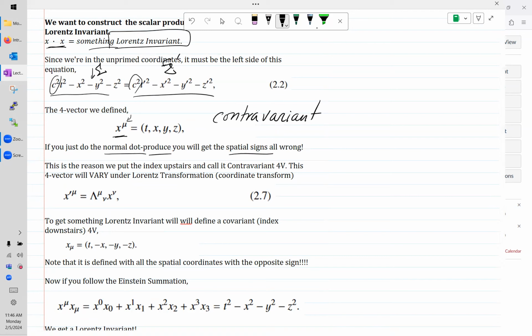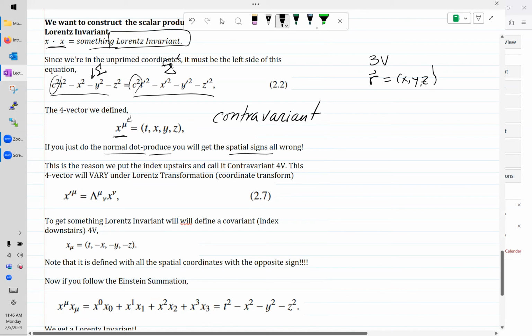So if you just want to do a normal dot product between the two, remember when you do a dot product, let's say of a 3 vector, let's call that R, with x, y, z, if you want to do r dot r, that's equal to x squared plus y squared plus z squared.